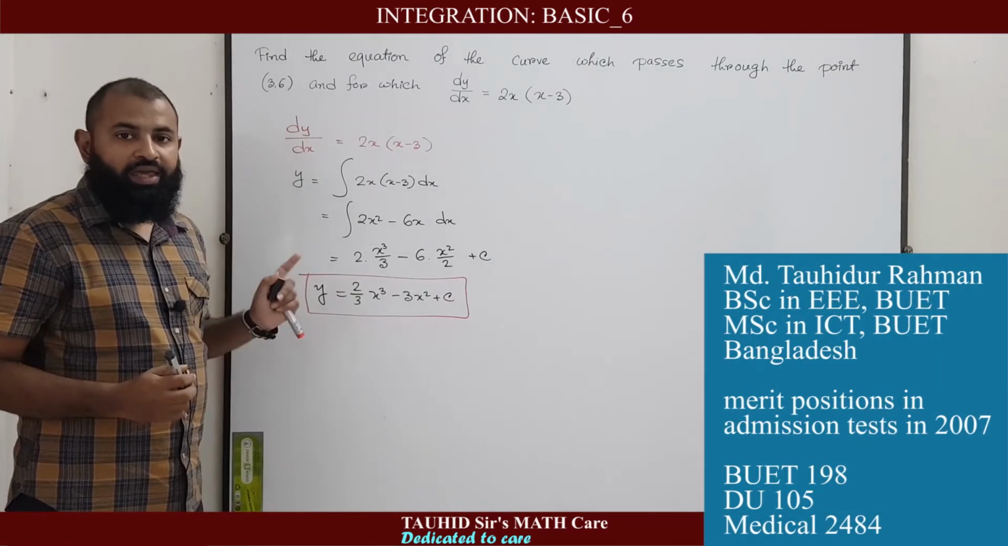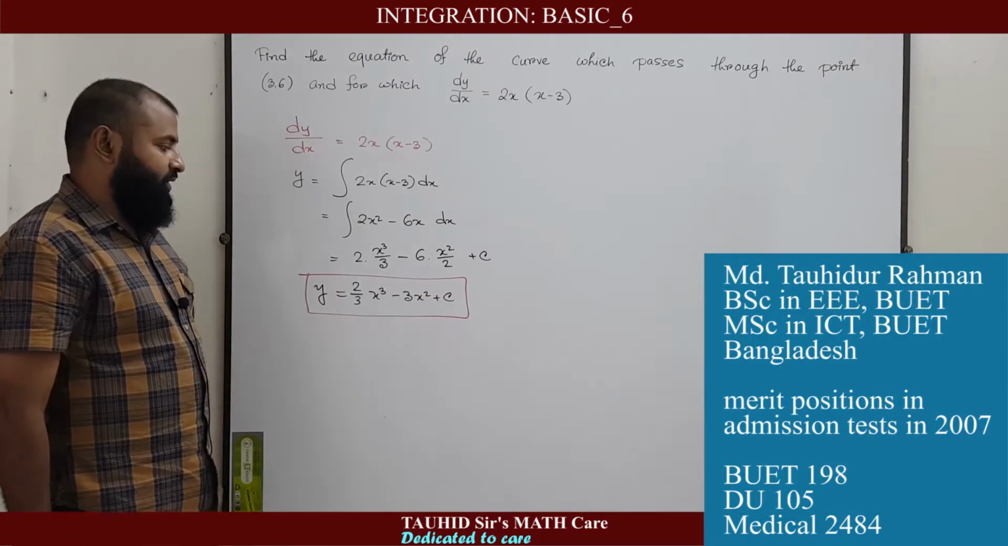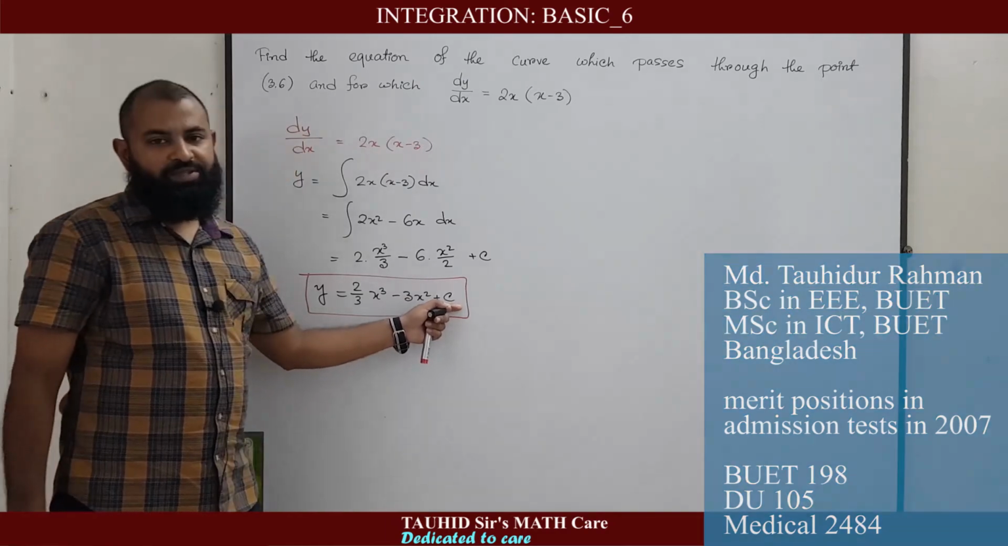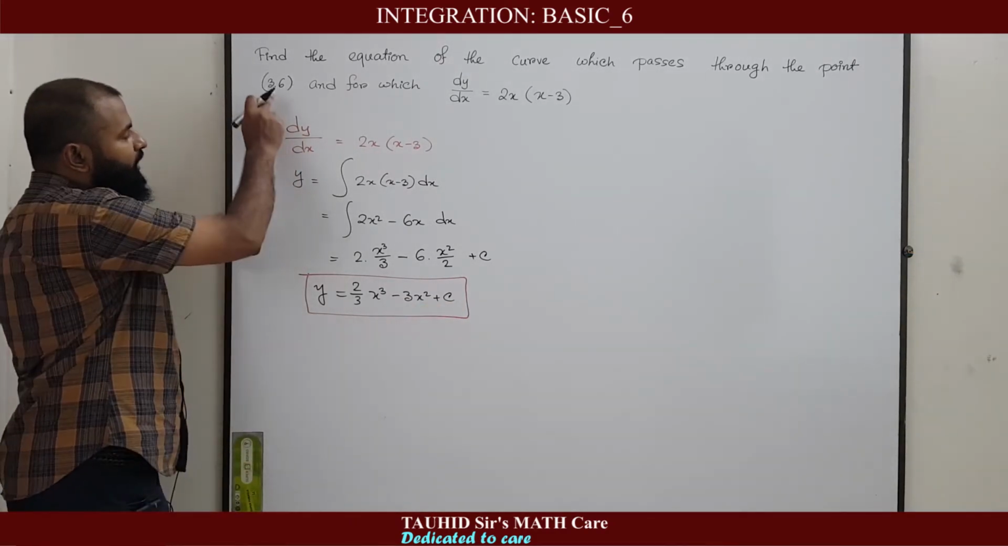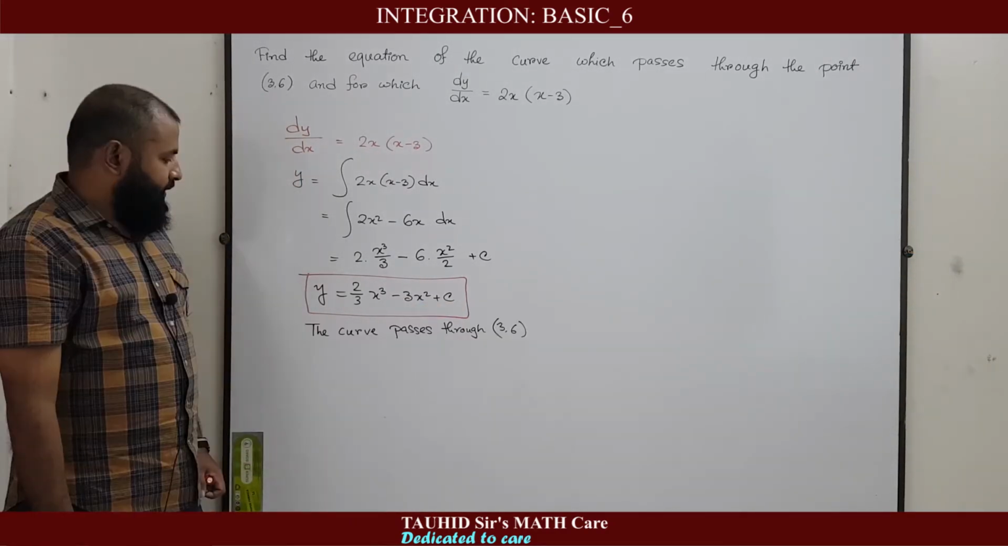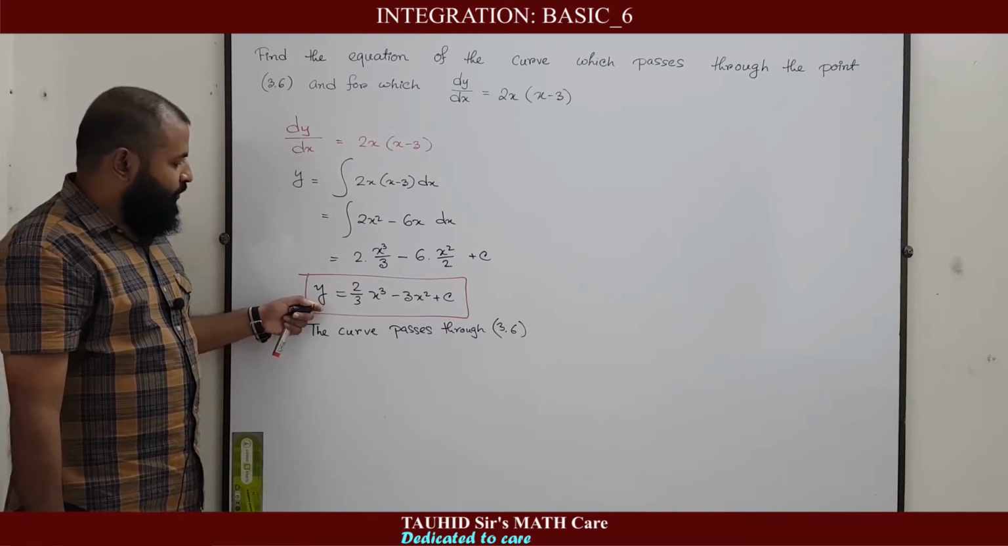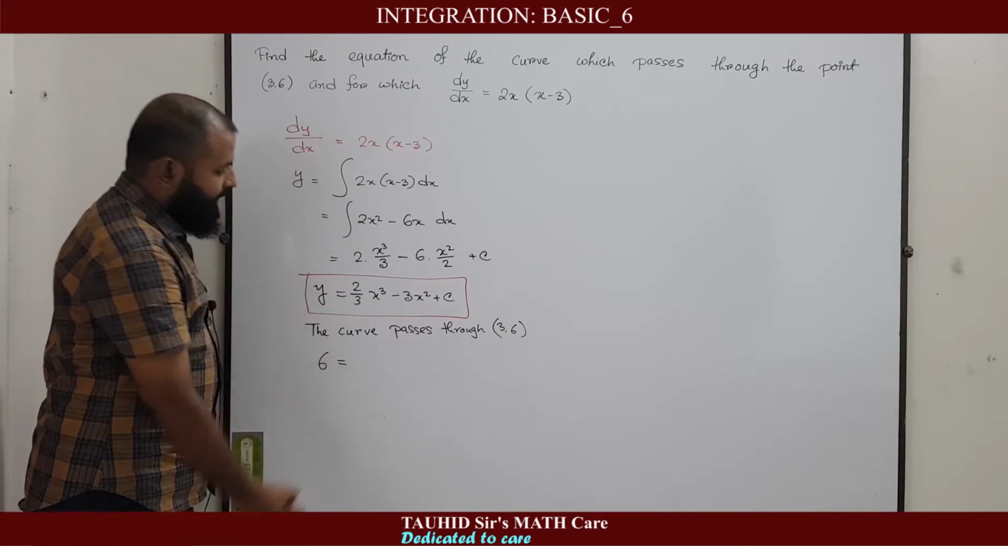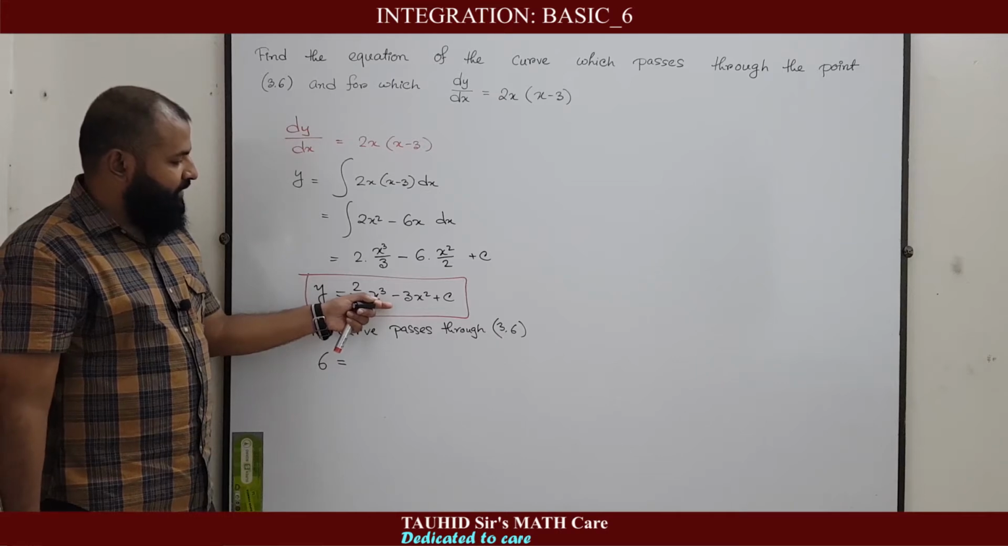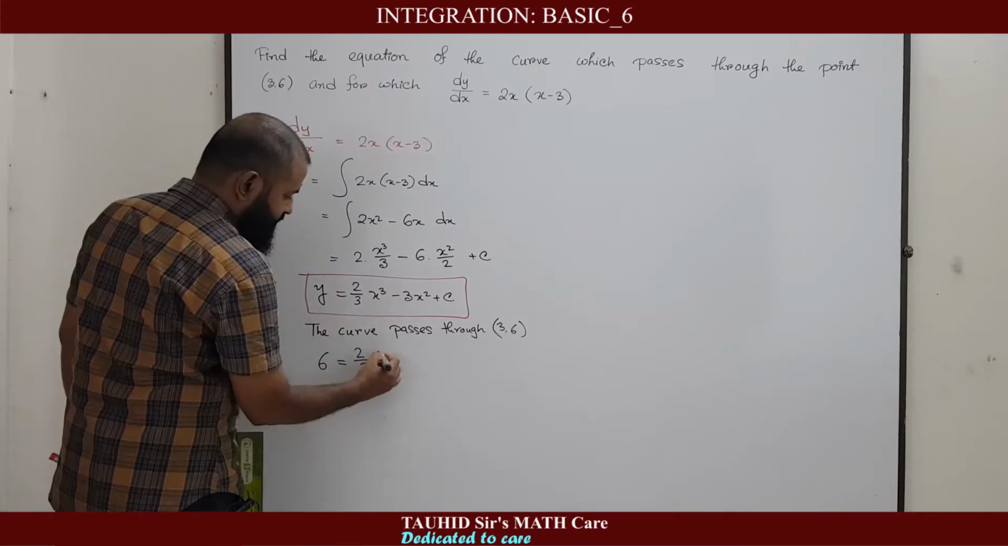We found the expression for y, but we still don't know the value of c. You are given that your curve passes through (3, 6). Therefore, we will put 6 for y and we will put 3 in place of x.